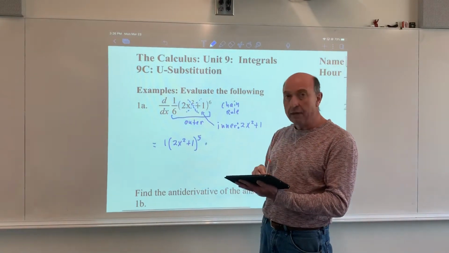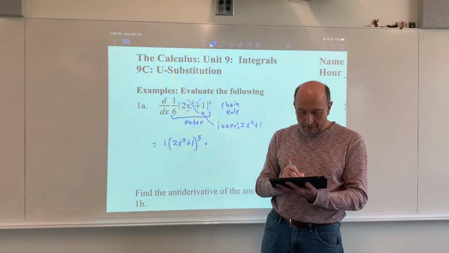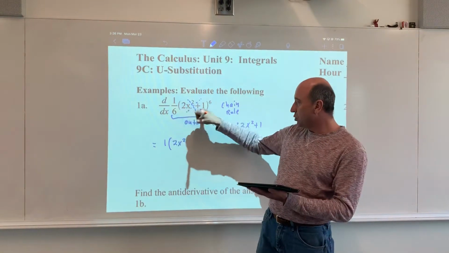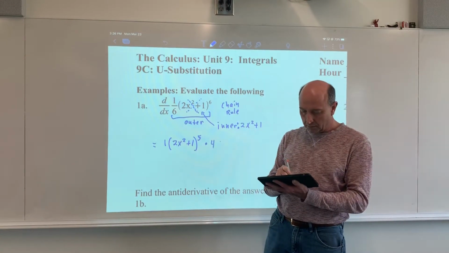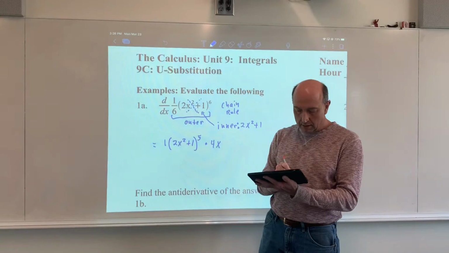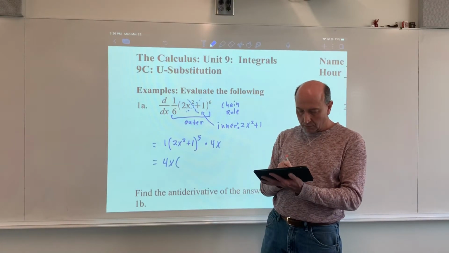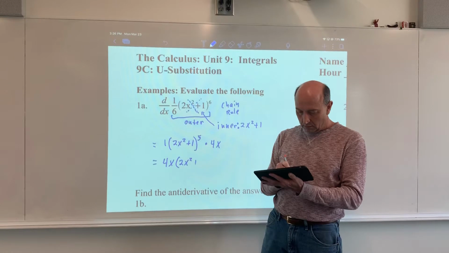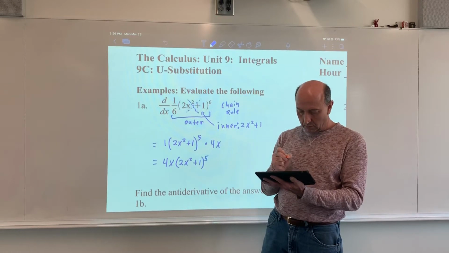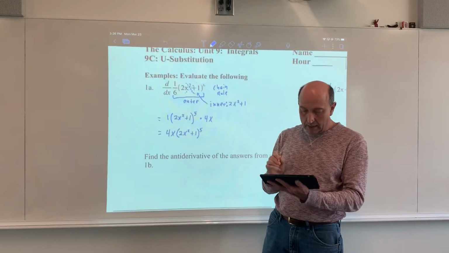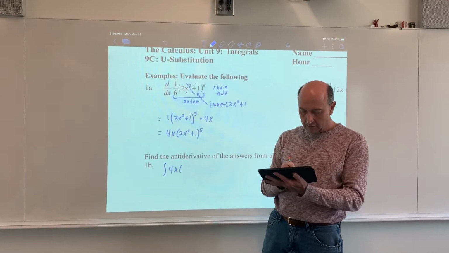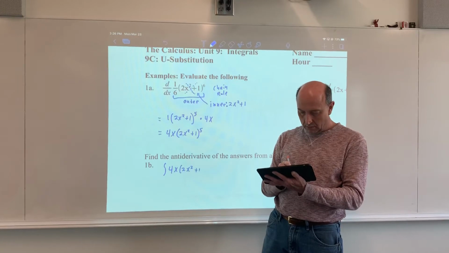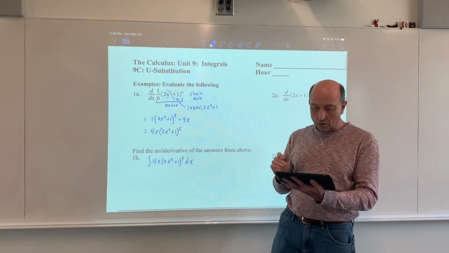Now let's multiply it by the derivative of the inner. The inner formula is 2x squared plus 1. The derivative of that is 4x. 4x times 1 is 4x. Okay, that was that one. Now we will find the antiderivative of that. Shortly. Okay, let's try this one.